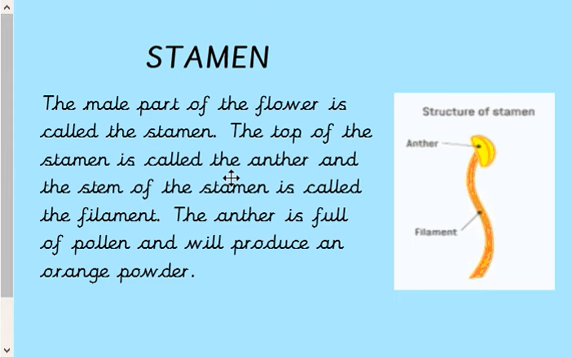Now the top of the stamen is what we call the anther. Okay, and the stem of the stamen is called the filament. Okay, the anther is full of pollen. This is what will produce the orange powder, the pollen, that when bees come in to suck the nectar from the plant, they'll pick up on their bodies and take to other flowers to fertilize them. Okay, so it is the male part here that produces the pollen in the anther at the top.